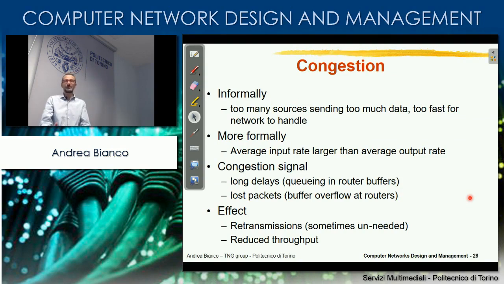So what congestion is, informally, is too much traffic on a given output link, too fast for the network to be able to handle it. More formally, as we already defined this morning, it is an average input rate larger than the average output rate. What average means we have to define. Congestion signals are long delays or increasing delay due to queues in router or switch buffers, and lost packets, buffer overflows at routers, nodes, switches.